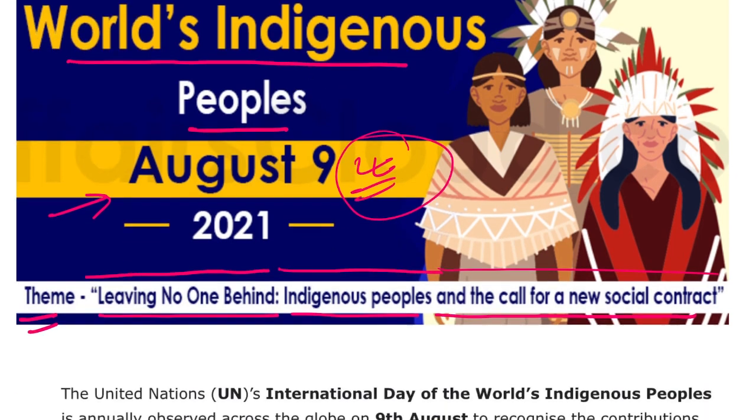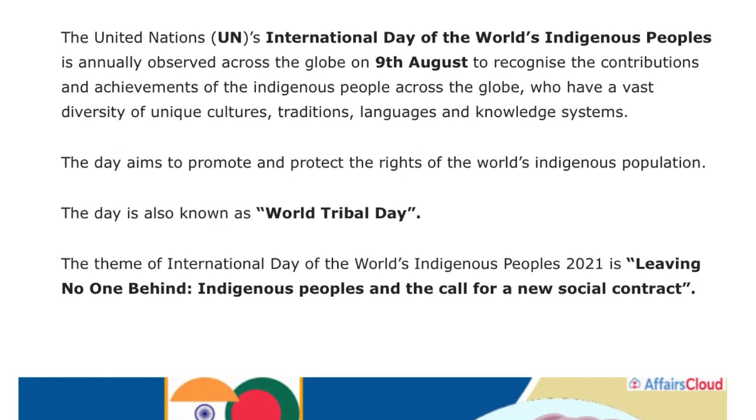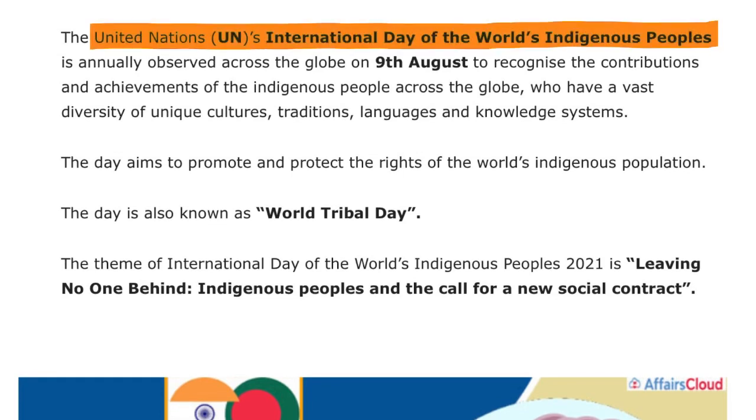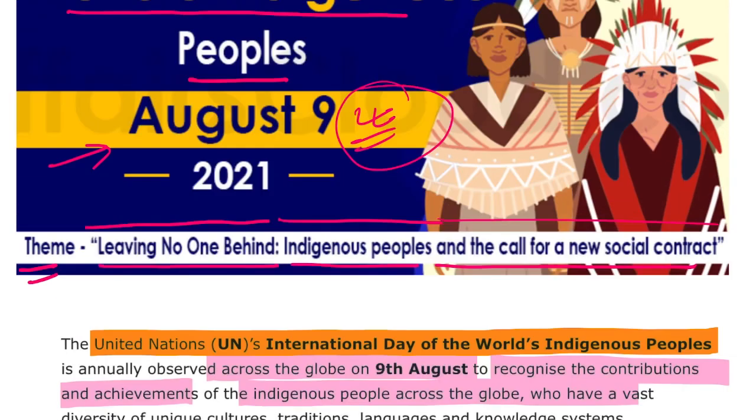If we look at the data in this, the United Nations International Day of the World Indigenous People is annually observed across the globe on 9th of August to recognize the contributions and achievements of the indigenous people across the globe. Alright, so the day is 9th of August.